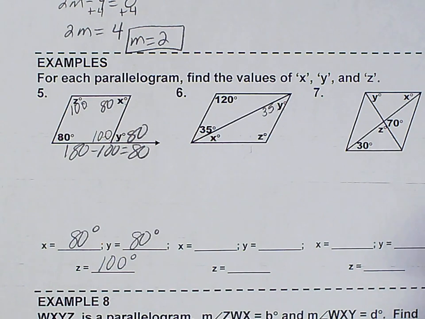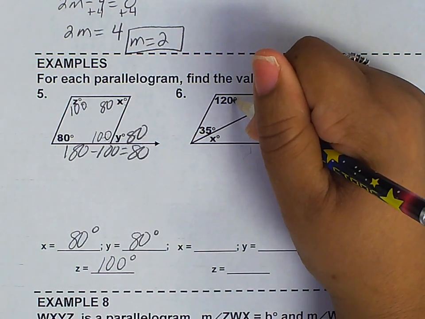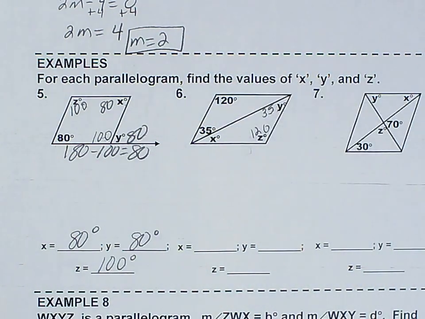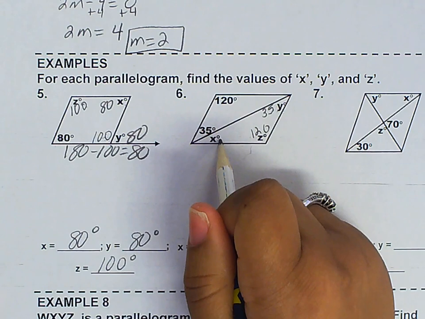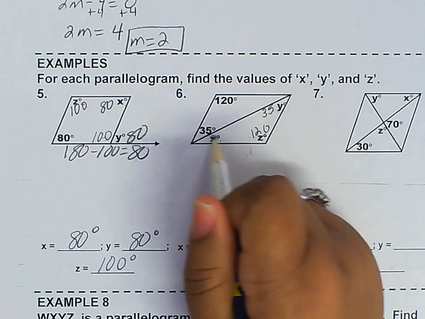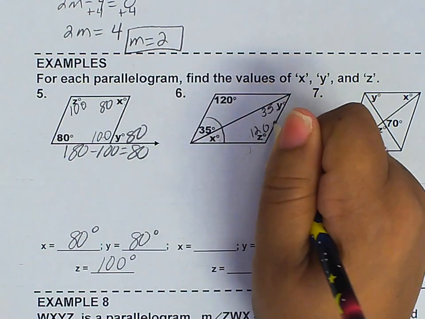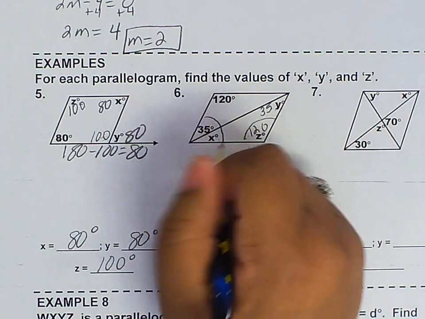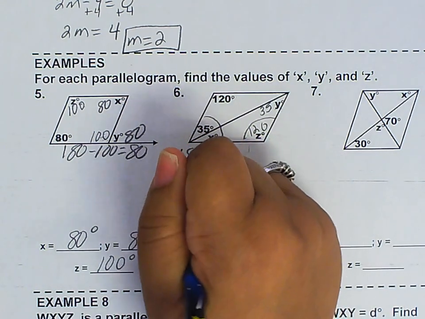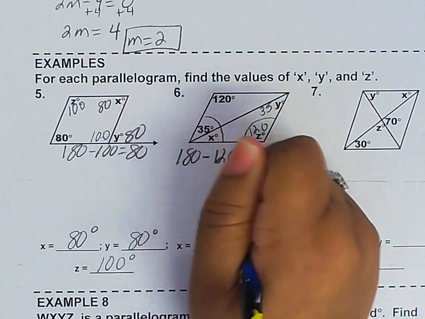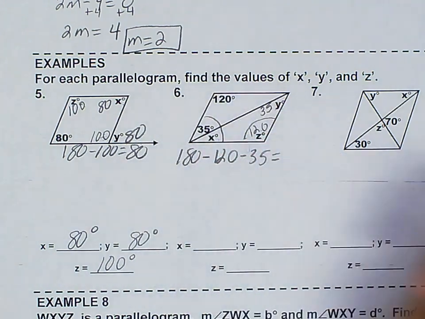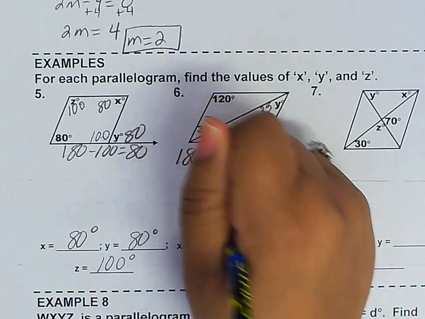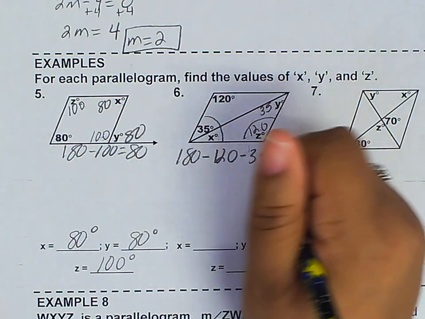35. Okay. If this is 120 with the parallelogram property, this angle also has to be what? 20. Uh-oh, but the only one I'm stuck at is here. So what I can do is I know that these two angles have to add up to 180. So I can just subtract 180 minus 120 minus what? 35, and I think that gives us 25. So this little one that's missing, that is 25.